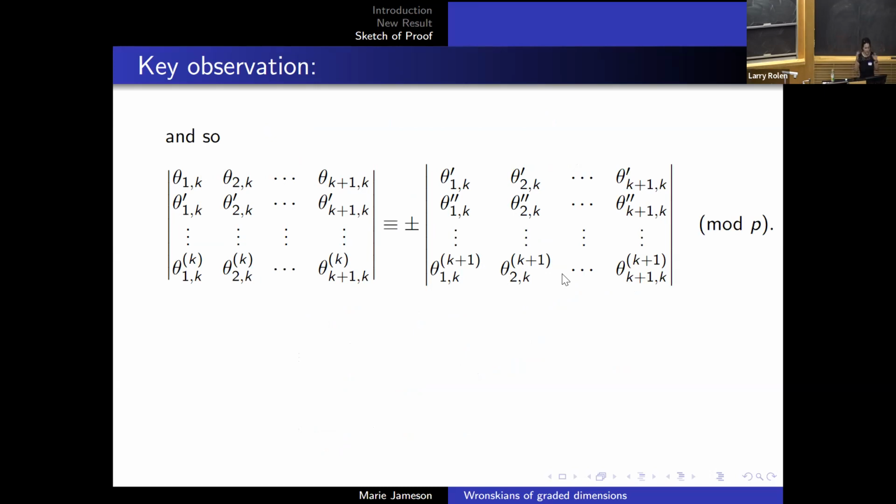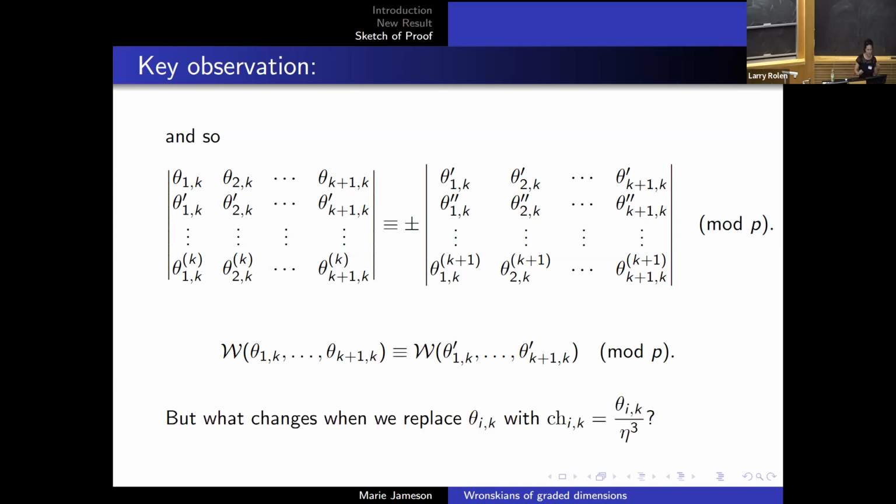So the previous slide told me that the first row of this matrix on the left is congruent mod p, up to some sign difference, to the last matrix on the right. So when I take the Wronskian of both sides, then I'm going to get the same thing up to some sign difference, but because I'm normalizing, that sign doesn't matter. And so that tells us that the Wronskians are congruent mod p. So when I divide, then I get the congruence that I want. Okay, so that's the key observation. That's step one. And then the second step is to try to convince you that if I do this process, not with theta now, but with theta divided by eta cubed, that nothing really changes. Okay, so that's my goal.